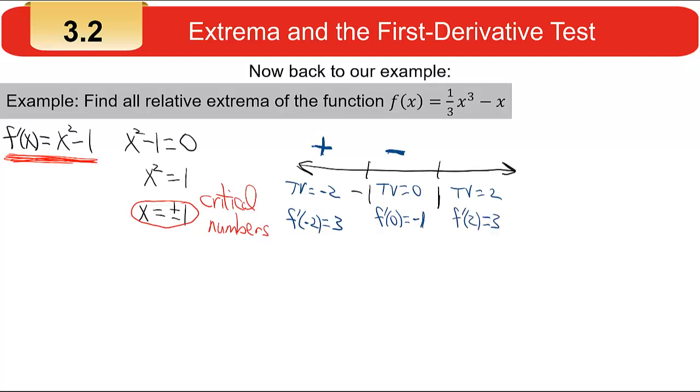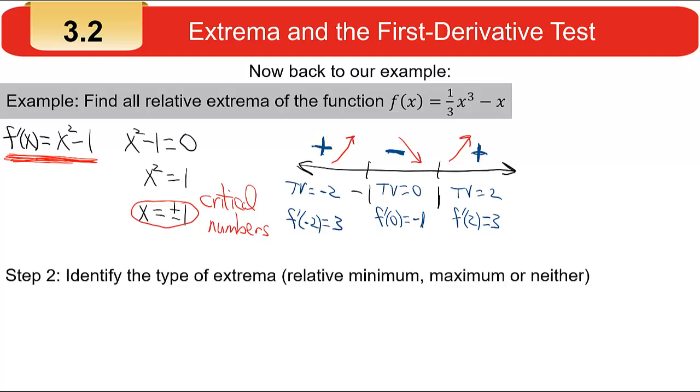Then you take the test value and plug it into the derivative for the one to the right of 1, which we chose 2. 2 squared is 4, 4 minus 1 is 3. That's positive, which means the function is increasing on the interval once you get past 1. Increasing to the left of minus 1, decreasing between minus 1 and 1, increasing after 1. The increasing decreasing chart is critical to this.